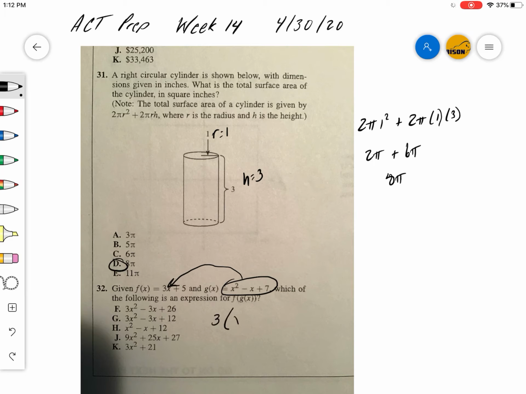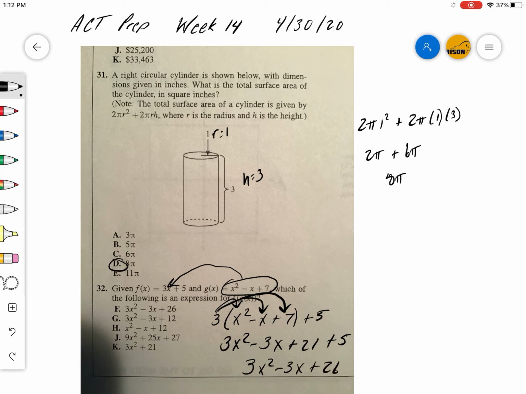So I would have 3, and then there's the x squared minus x plus 7, and then add 5 to it. We should probably distribute here. So this 3 is going to go to everything. So 3x squared minus 3x plus 21 plus 5. And then add those common terms together. And that should be an answer choice. 3x squared minus 3x plus 26. It's F.